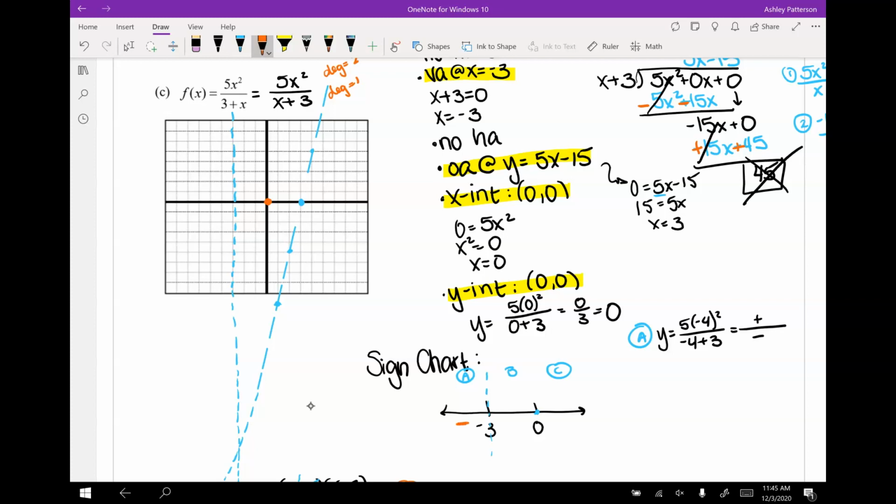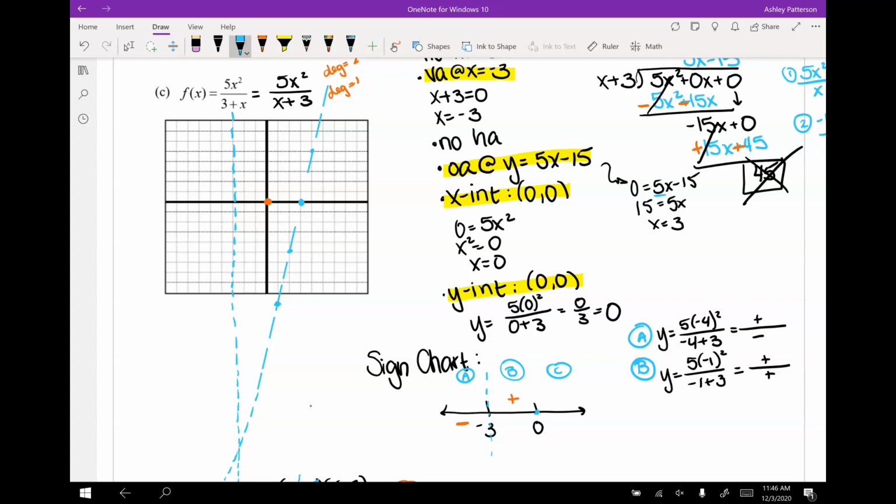Whoa. Okay, for B, anything between 0 and -3. So let's do -1. Okay, so we get y is equal to 5 times -1 squared all over -1 plus 3. Well, a negative squared is a positive times a positive is a positive. And then we get a positive in the denominator, so this is going to be positive.